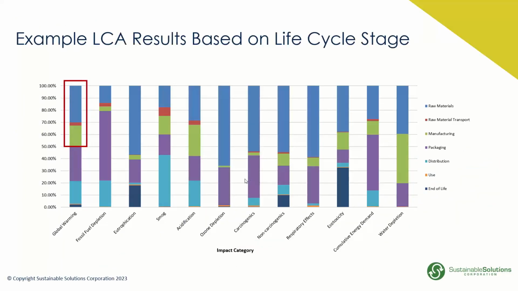So if you remember last week, we also looked at different LCA results that come out of running a life cycle assessment. On the right here, you can see all the different life cycle stages. Again, the raw material stage, the raw material transport stage, manufacturing, packaging, distribution, use, end of life. And these are impact categories. If you remember, we talked about this. We looked at the TRACI methodology last week.